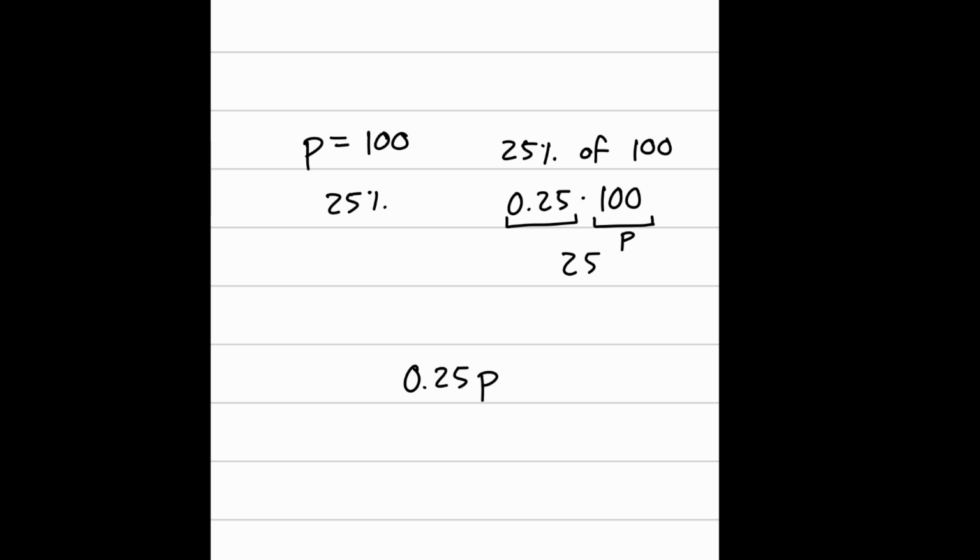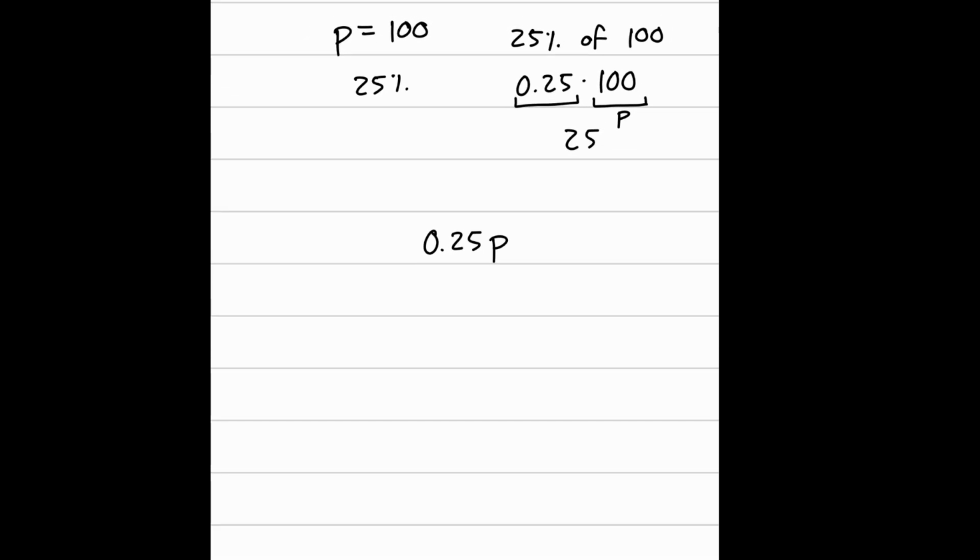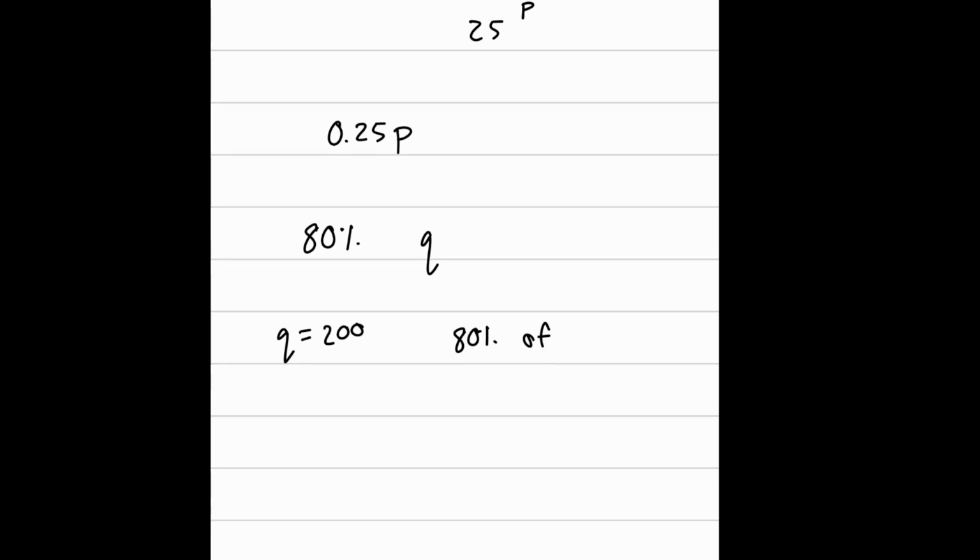Okay, now for the second oven, it had an 80% success rate, and the number of cookies that were baked in the second oven were Q. So just like before, for example, if Q was equal to 200, then we would need to do 80% of 200 to find the usable cookies. And that would be 0.8 times 200, which should be 160, right? But again, if we want to generalize this, then we would do 0.8 times Q, or the number of cookies baked in the second oven. So the number of usable cookies coming out of the second oven is 0.8 times Q.